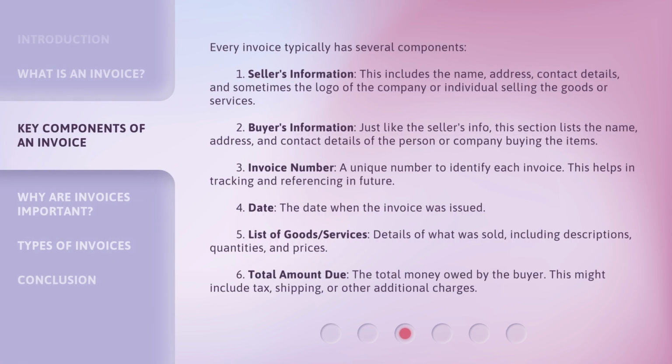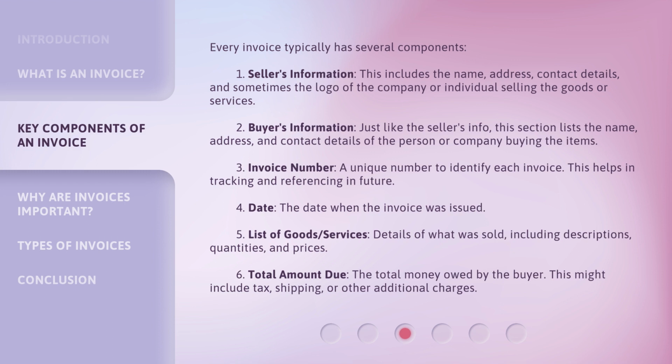Every invoice typically has several components. 1. Seller's information. This includes the name, address, contact details, and sometimes the logo of the company or individual selling the goods or services. 2. Buyer's information. Just like the seller's info, this section lists the name, address, and contact details of the person or company buying the items.